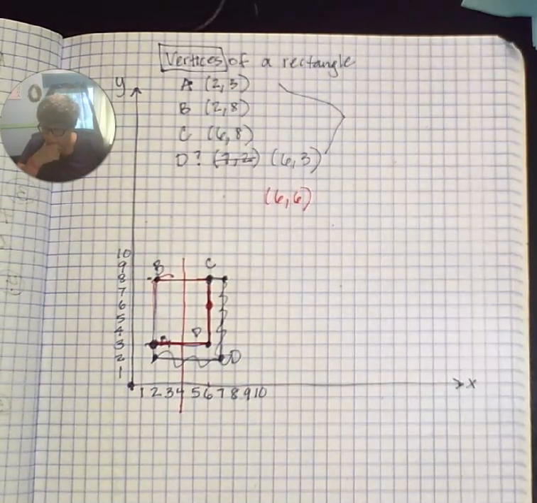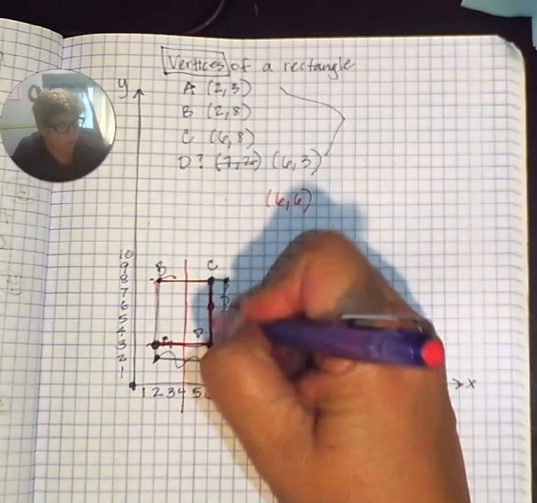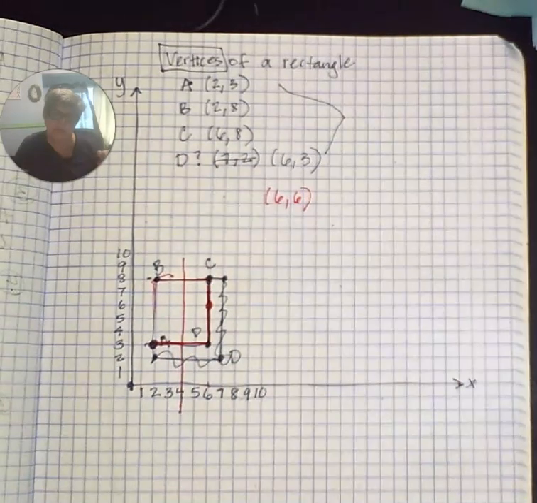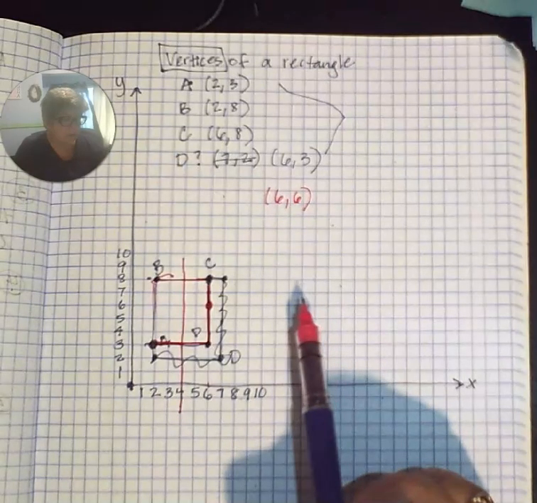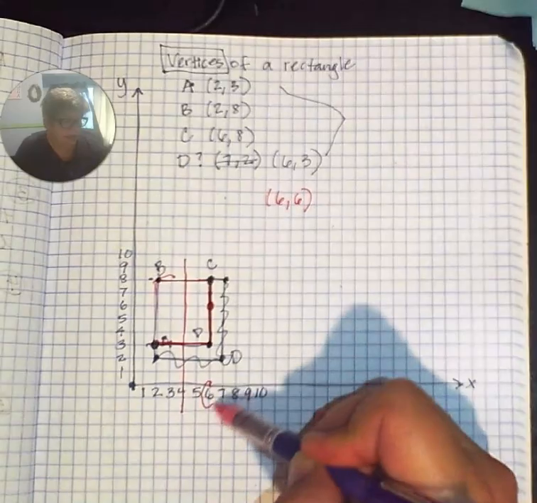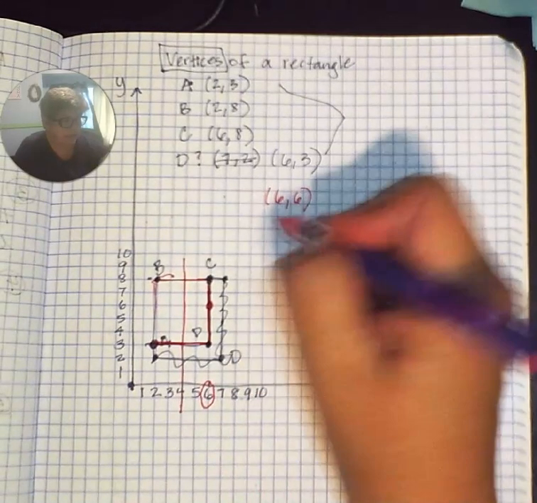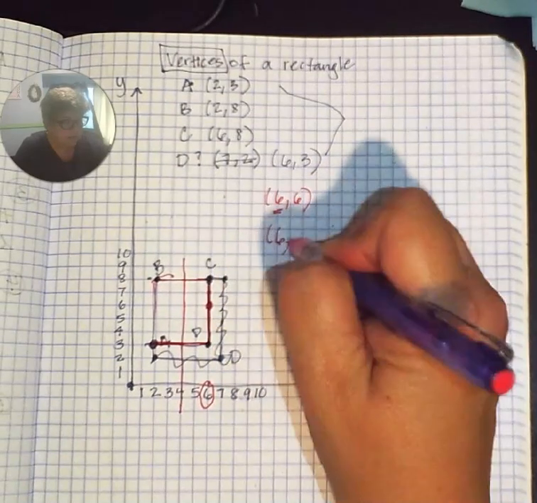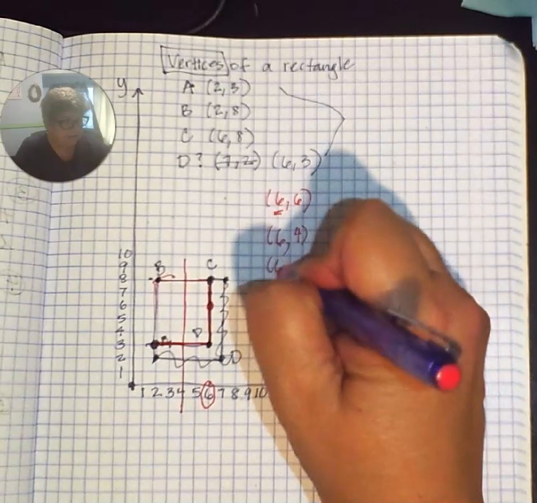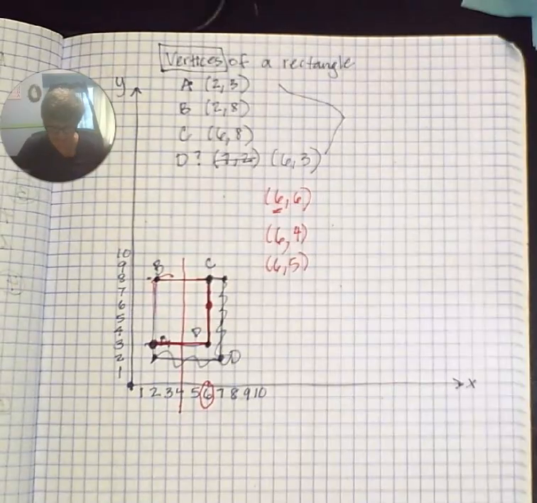What does every point on line segment CD have in common? On line segment CD, no matter what point you pick, what is it going to have that would be the same as what I picked? Hopefully you're thinking about how the X is all 6. They're all going to have the X of 6, but some are going to have (6, 4), and (6, 5), and (6, 6), and (6, 7). Got that one for you?